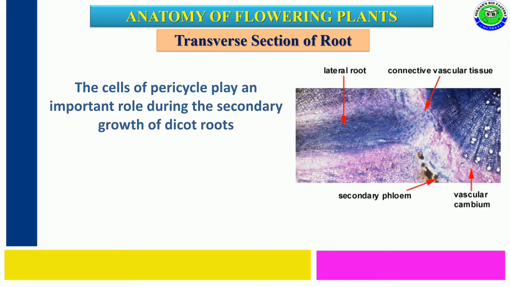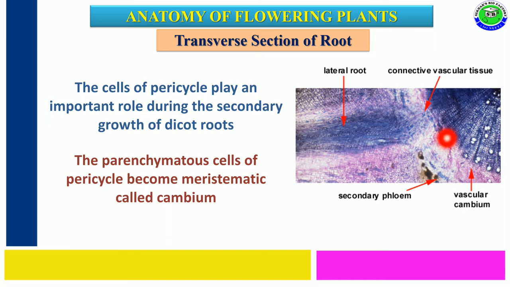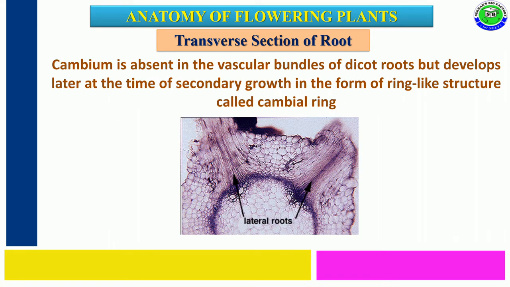The cells of the pericycle have an important role during secondary growth because these parenchymatous pericycle cells undergo redifferentiation to form meristematic tissue. It is called cambium or vascular cambium. So the cambium is present in dicot root but is not present at the beginning. This cambium is absent at earlier stages, but during growth and development, the pericycle can produce the cambium useful for secondary growth.